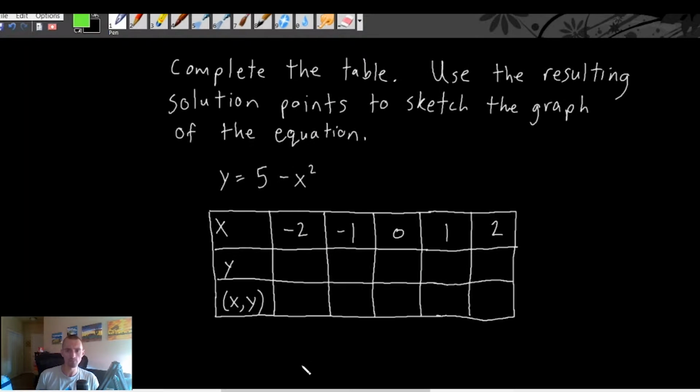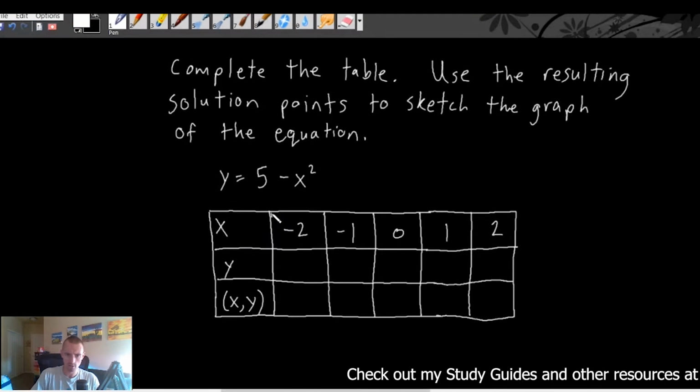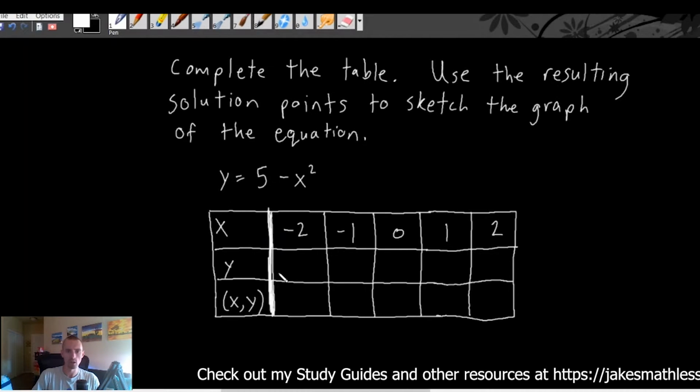Complete the table. Use the resulting solution points to sketch the graph of the equation. So our equation in this case is y equals 5 minus x squared. And here's the table we have. We basically just have these different xy points, and I'll make this a little bit thicker so we can see the difference.